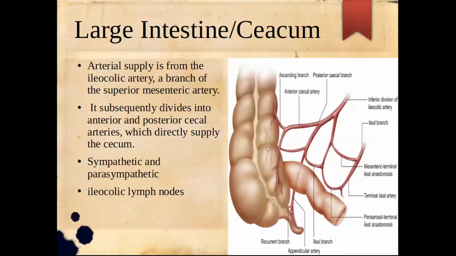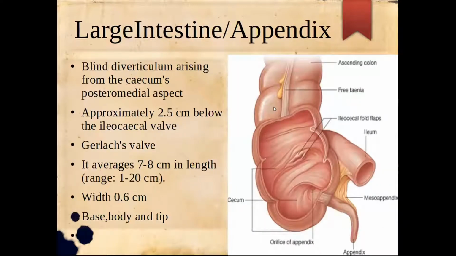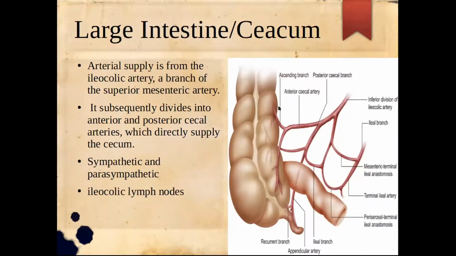Blood supply comes from the hindgut. The blood supply is mainly from the superior mesenteric artery, sorry. The superior mesenteric artery gives the ileocolic artery, which gives the anterior cecal artery and the posterior cecal artery. The posterior cecal artery gives a branch to the appendix. So the blood supply of the cecum comes from the superior mesenteric artery through the ileocolic artery, which divides into the posterior and anterior cecal arteries.